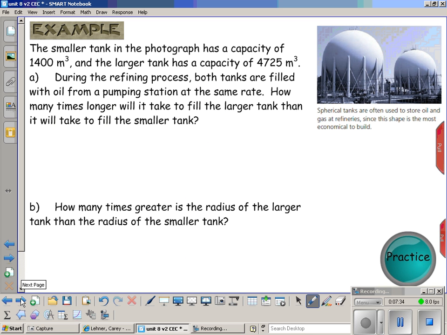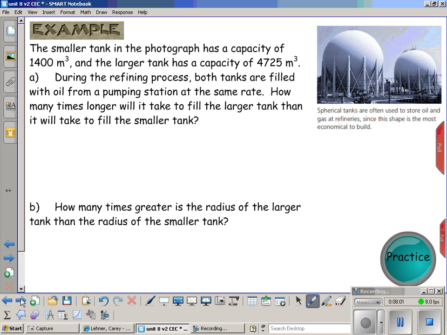The smaller tank in the photograph has a capacity of 1,400 meters cubed, and the larger tank has a capacity of 4,725 meters cubed. During the refining process, both tanks are filled with oil from a pumping station at the same rate. So that's important. They're being filled at the same rate. How many times longer will it take to fill the larger tank than it will take to fill the smaller tank?